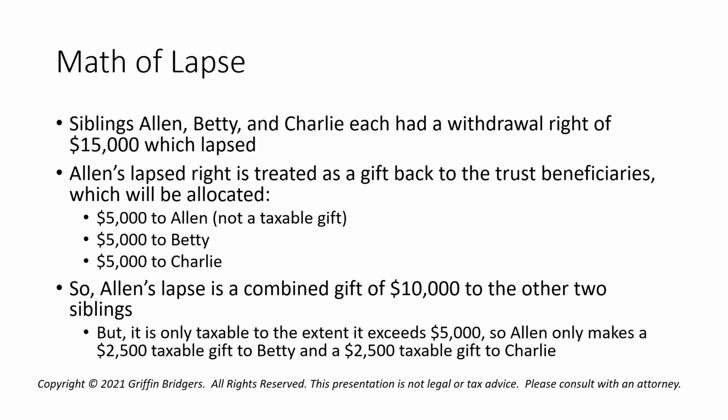So in this simple scenario, Alan's lapse would really be a combined gift of $10,000 to the other two siblings. Why only 10? Because Alan's $5,000 gift to himself isn't going to be subject to gift tax. That $5,000 really stays in trust for his benefit. But note that that gift, the combined gift, is only taxable to the extent it exceeds $5,000. So in essence, Alan has made a $2,500 taxable gift to Betty and a $2,500 taxable gift to Charlie in this scenario.